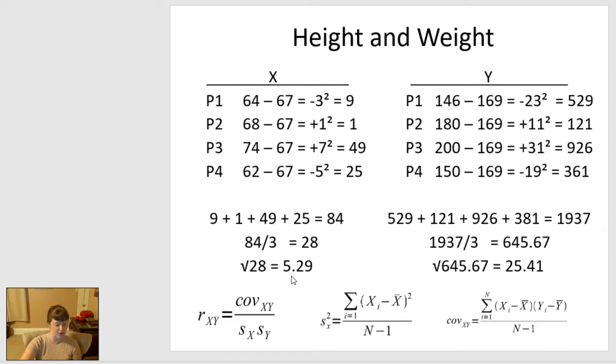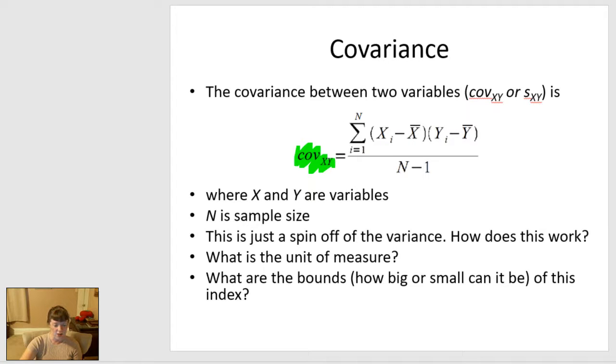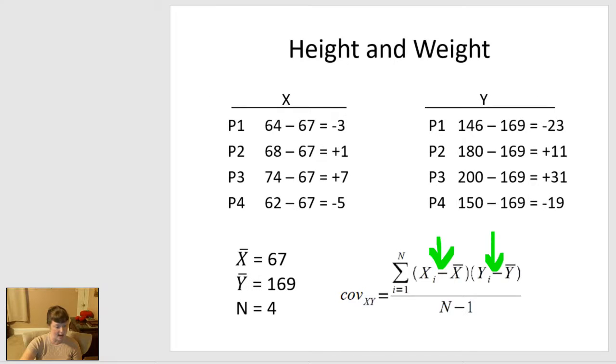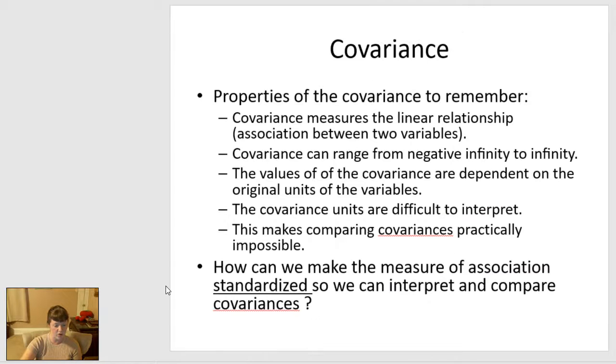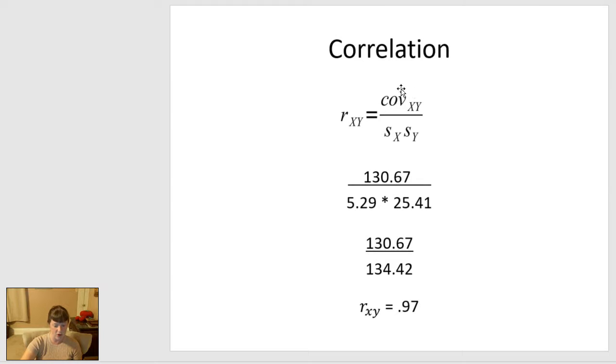So I've got my covariance for x and y. And now I've calculated the two standard deviations. Now I can plug those into this equation for the correlation to get the interpretable correlation. And here is me doing that. Here was the covariance that I calculated before using this equation. We went through these various steps to get the covariance of 130.67. So I plugged that into the equation.